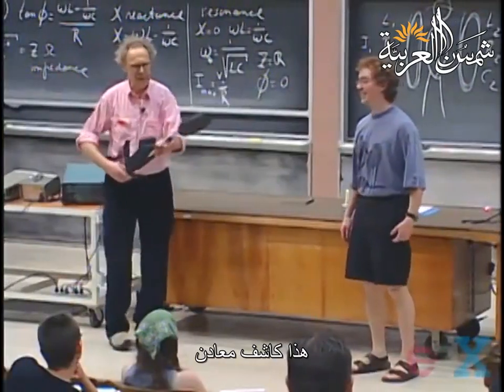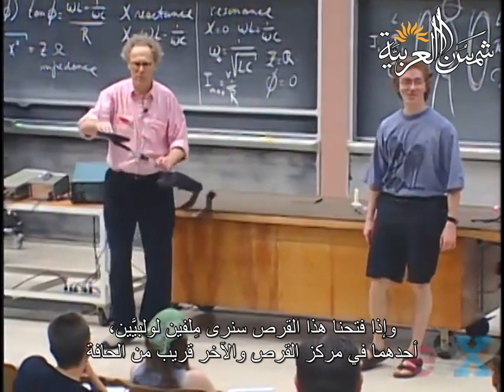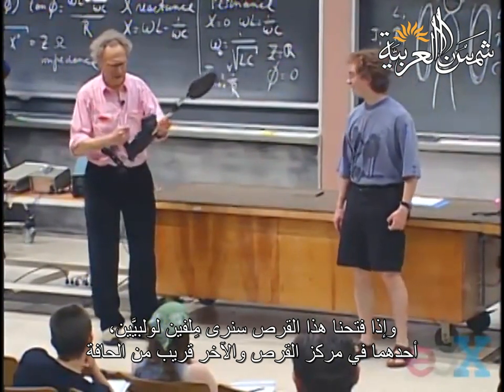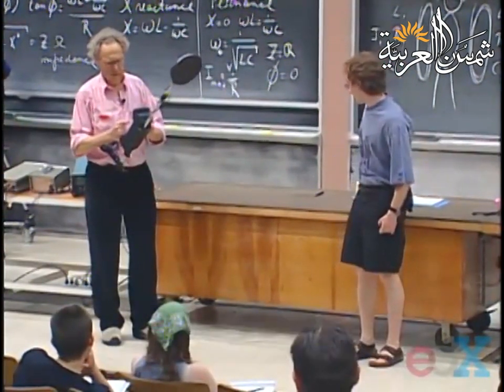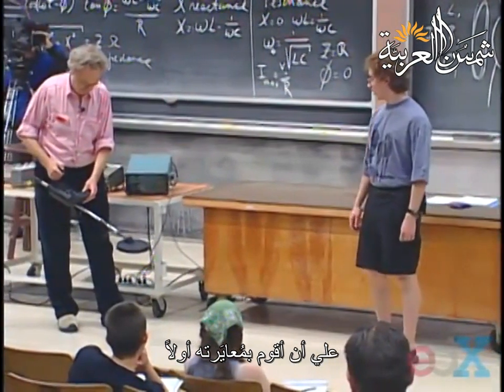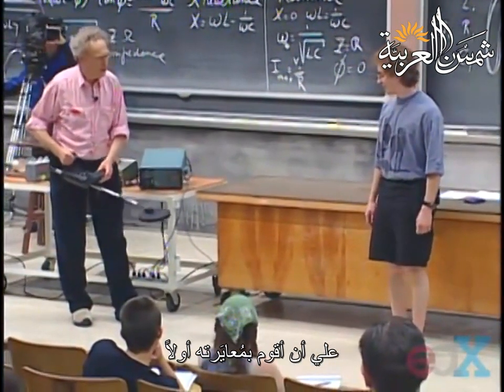So this is a metal detector, and if you open this up here, you would see two coils, one in the center and one near the edge. And so I have to calibrate it first. Okay.